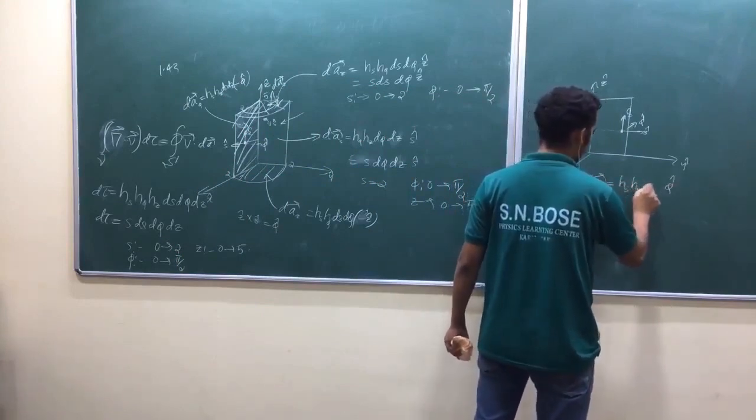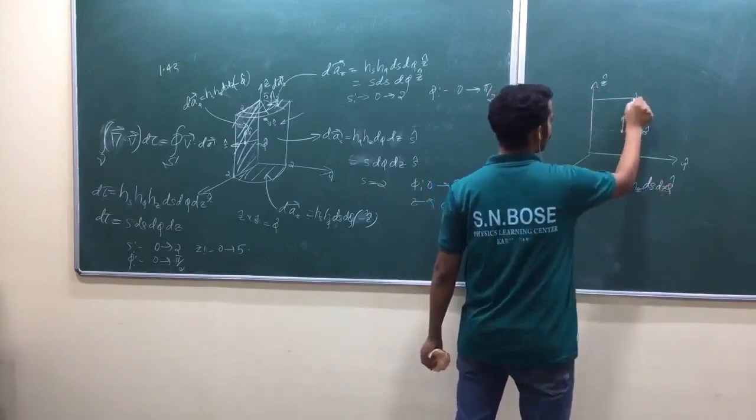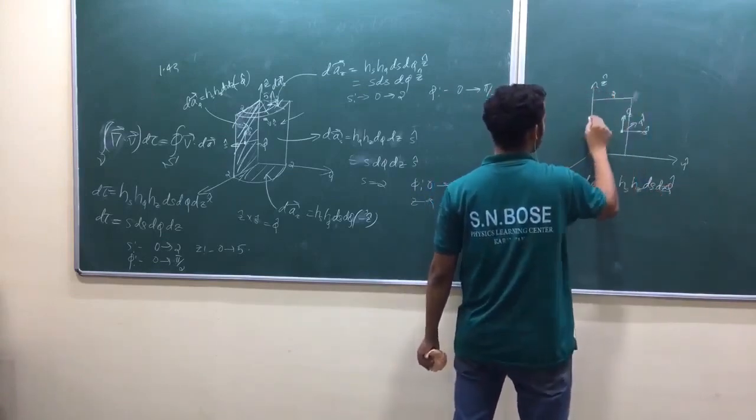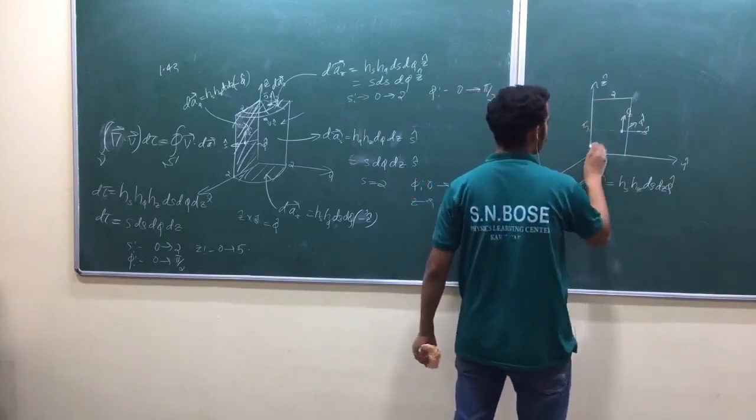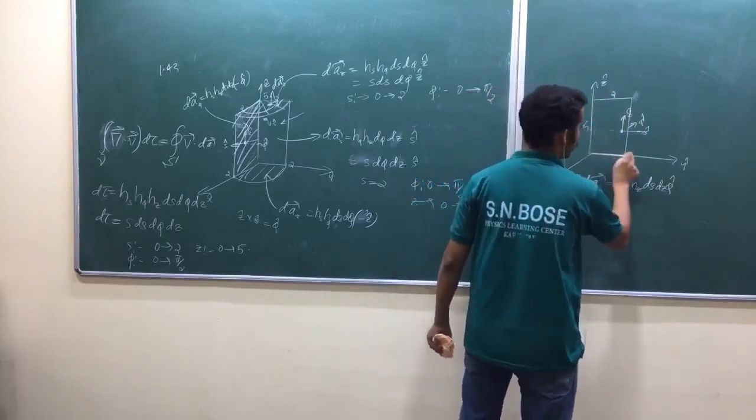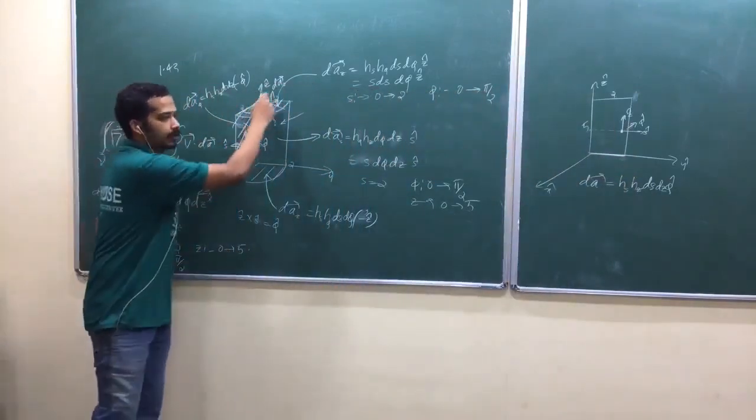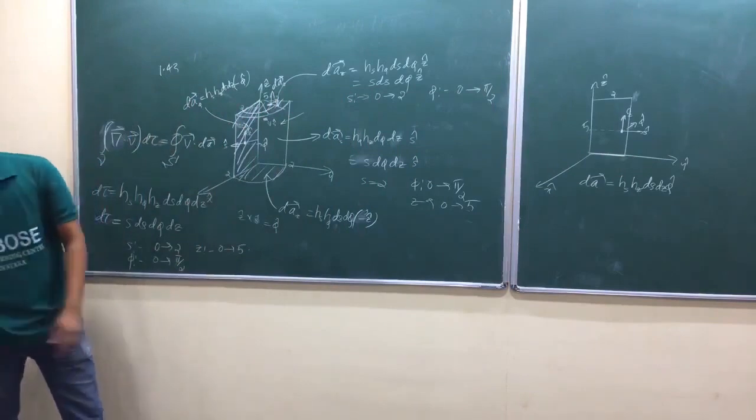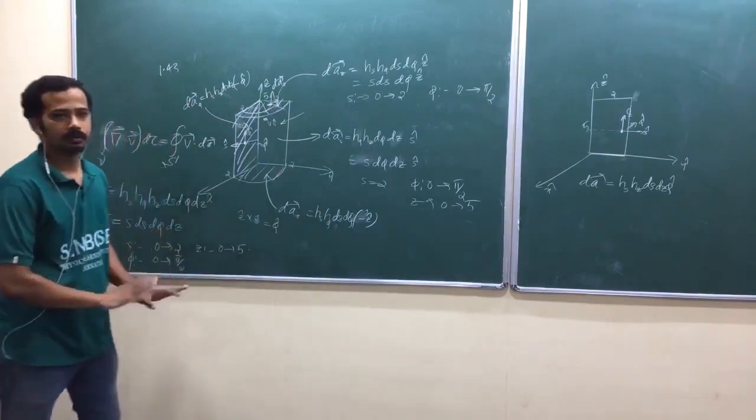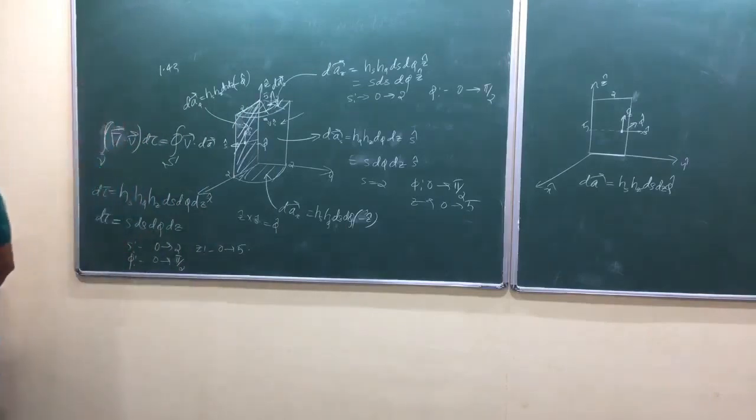S, Hz, ds, dz. S will run from 0 to 2, this is 2, am I right? This height is 5. That's why Z should run from 0 to 5. S should run from 0 to 2. That will sweep that surface. I'm talking about this back surface. Okay. So try to do these two problems completely so that for cylindrical coordinate and spherical polar coordinate, you will get a complete idea.